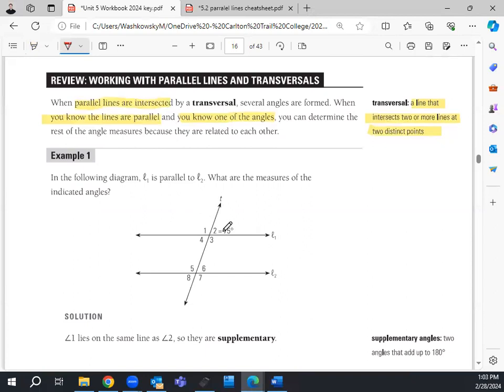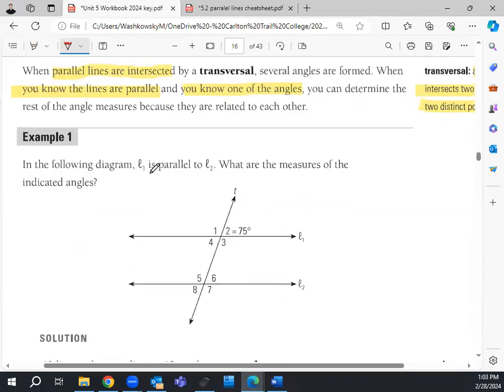So if I give you this shape here, and it tells us that line 1 is parallel to line 2, this is line 1 here, this is line 2, what's the measure of all of these angles? Well, here's what I know. I know that in a straight line, these have to add up to 180 degrees, right? So number 1 and number 2 need to add up to 180. If that's the case, that means this one over here has to be 105.